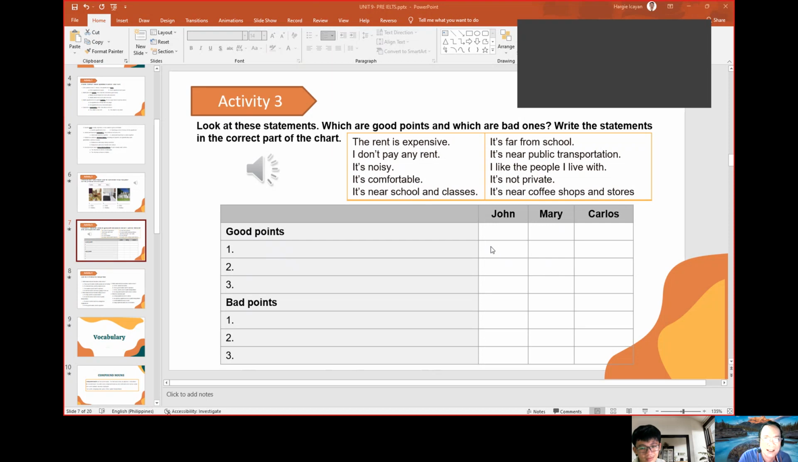Good points. I don't pay any rent. Not John, right? Not Mary, because they're also renting. John and Mary are renting. What about Carlos? Yes, he doesn't pay any rent. That's correct. Okay, second good point, it's comfortable, right?